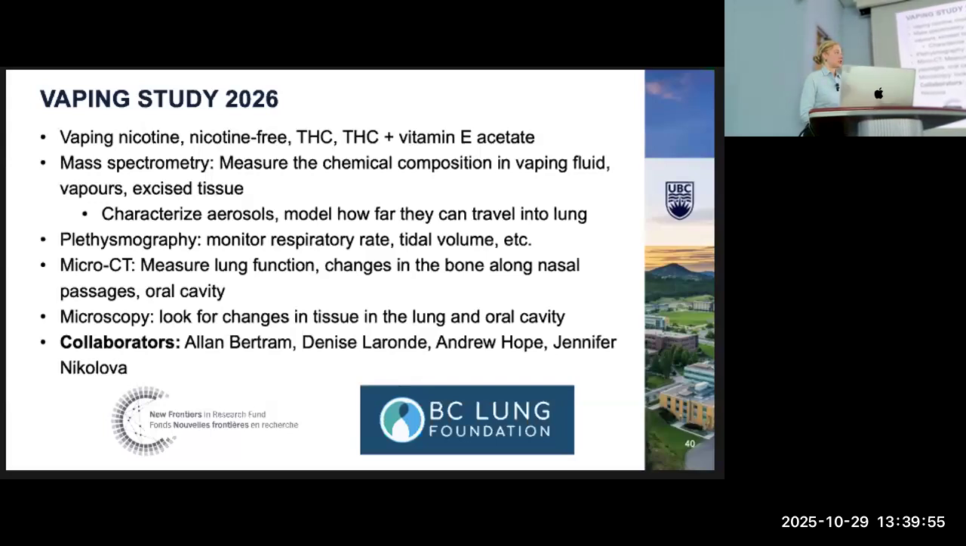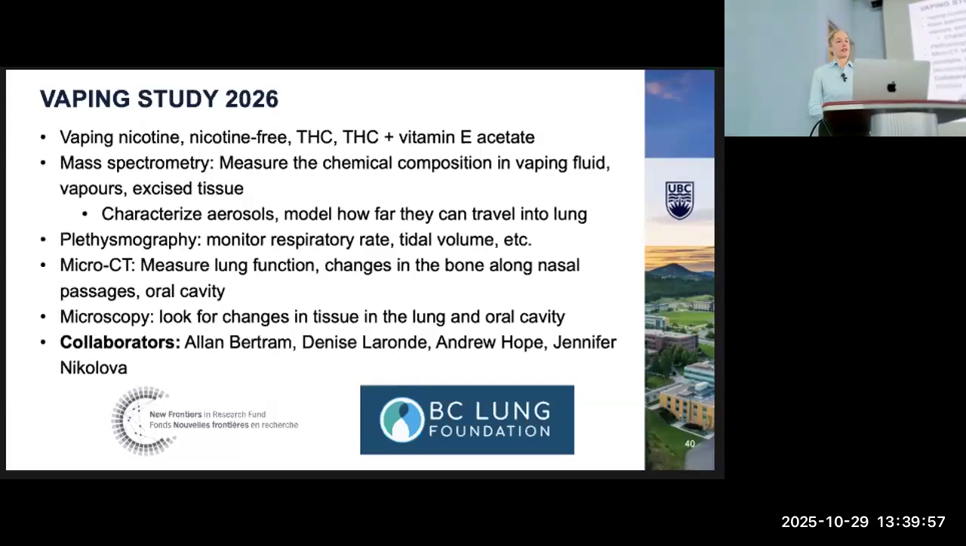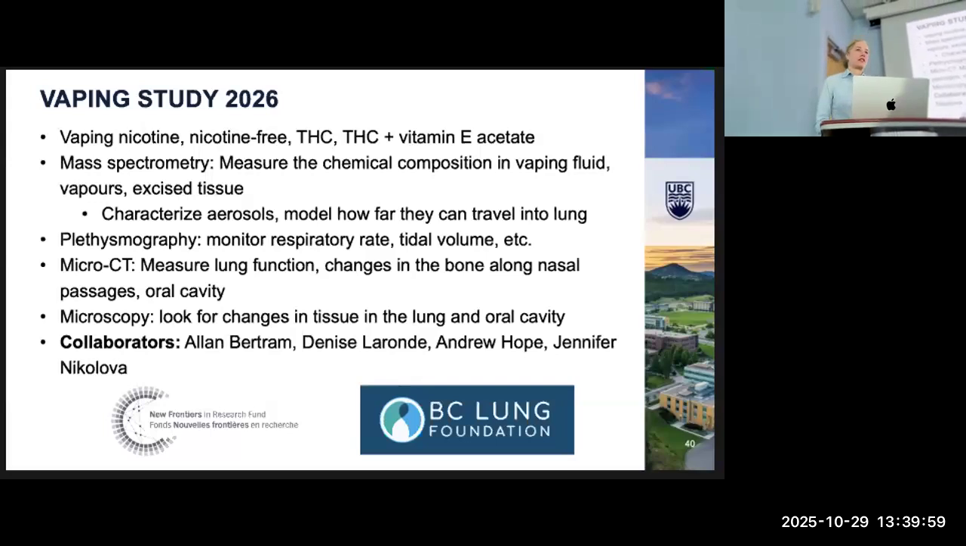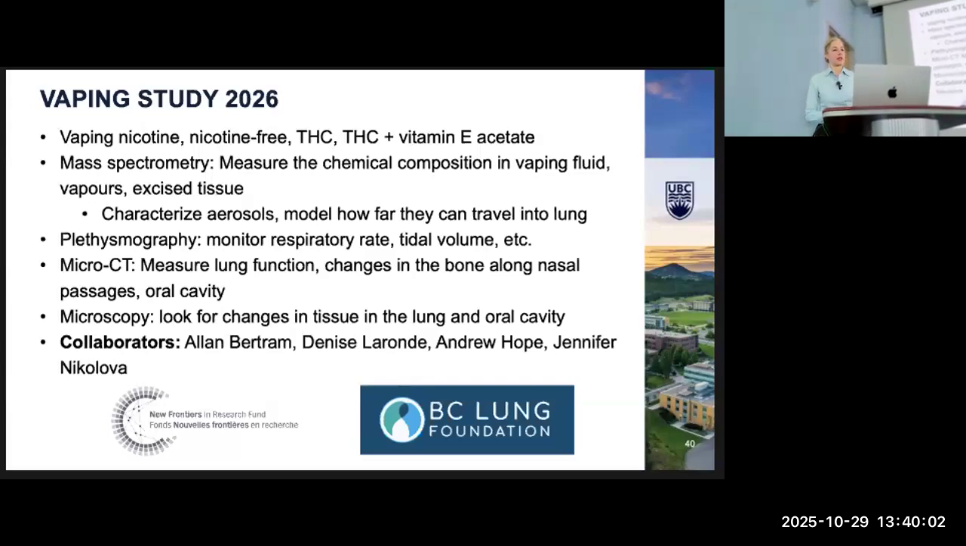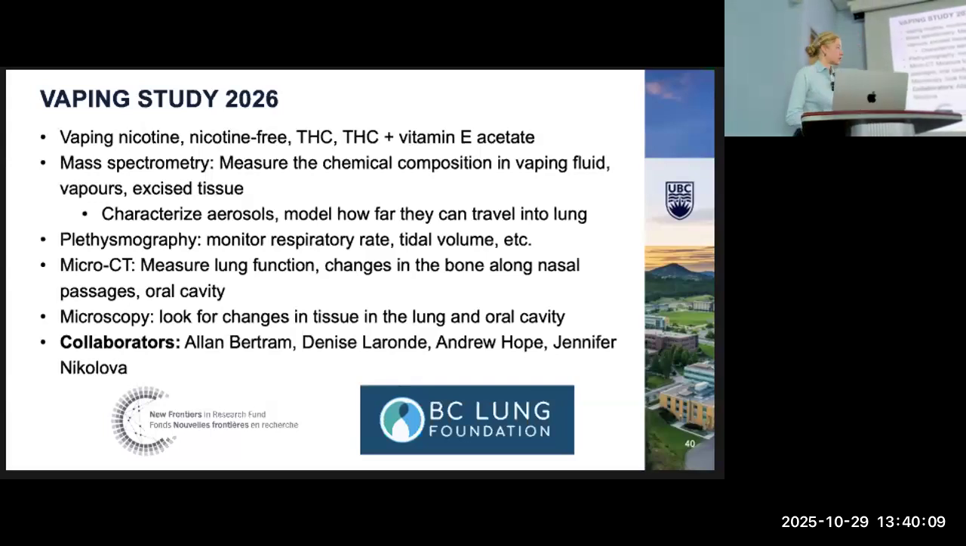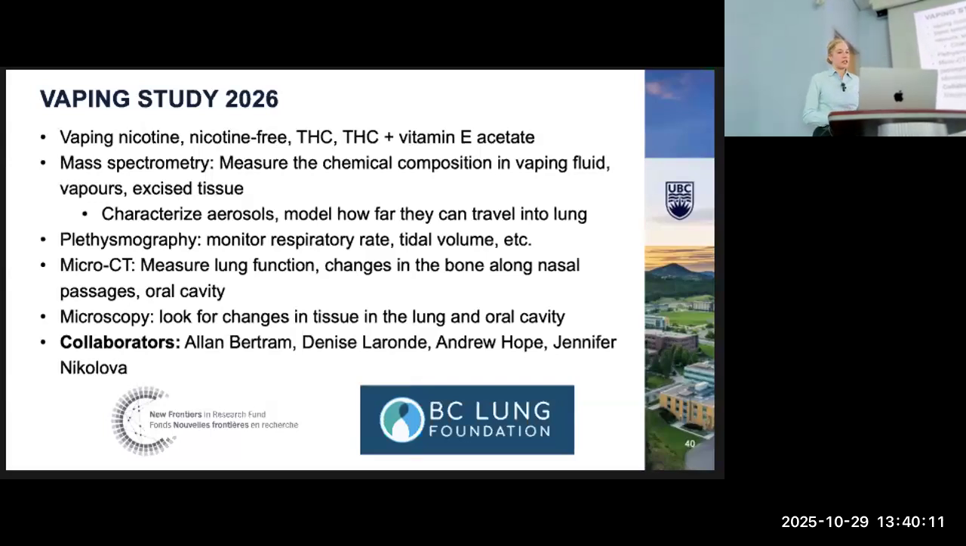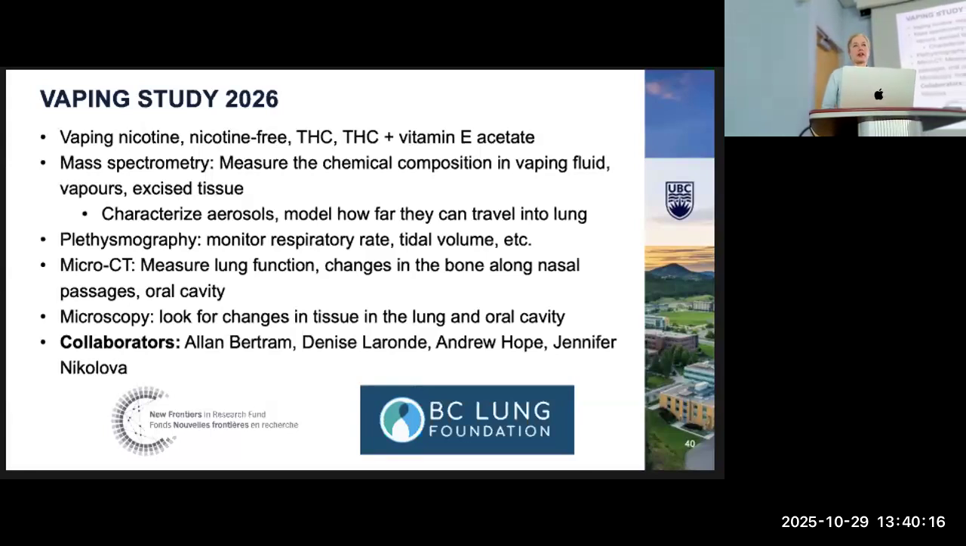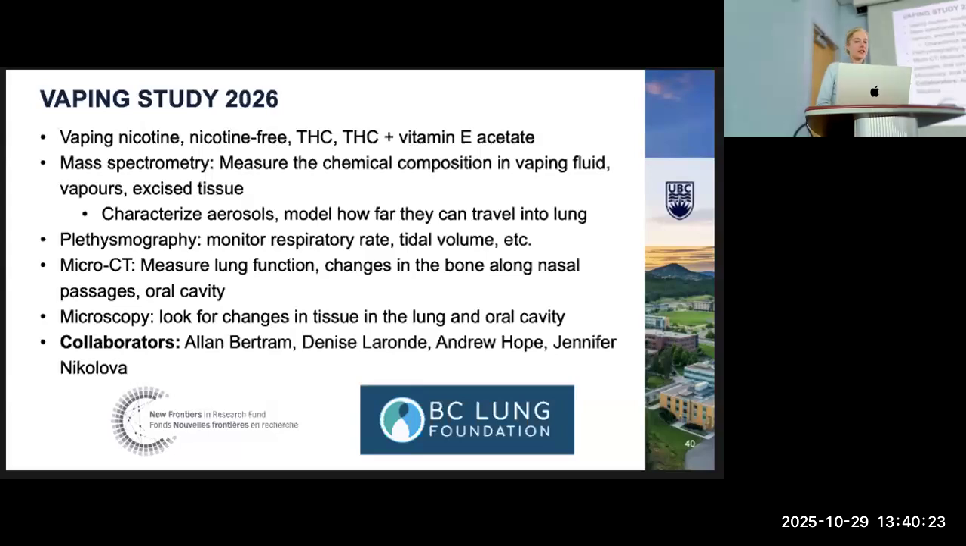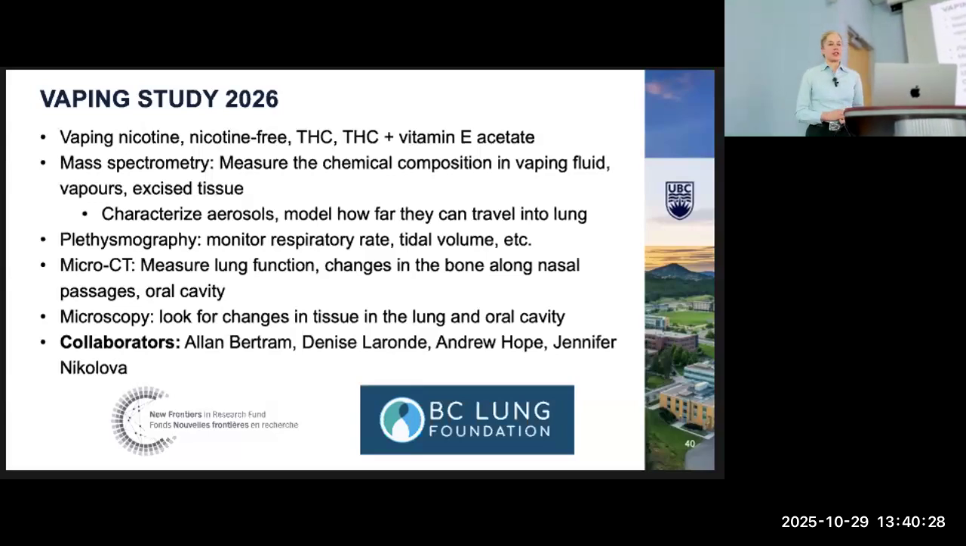We're going to look at changes in the bone, in the nasal cavity, in the oral cavity, because these things can be affected by nicotine in cigarettes. So maybe nicotine in vaping would also affect it. And we're going to look at microscopy to look for changes in the tissue, in the lung, the oral cavity, and see what we can find. I don't know what's going to come out of it, but we're excited to try and see, and use all the different techniques that I've talked about today.